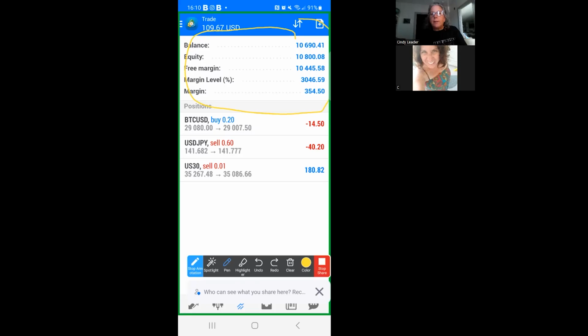So the first one is the easiest. The balance is what you have in your account. That's it. The total amount of money in your account minus trades that you had. This is the bottom line, just like your bank account, right? When you go to the grocery store and you make a debit charge, your bank account will change. This is the balance of your account.